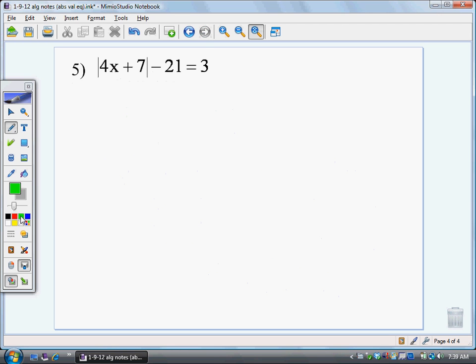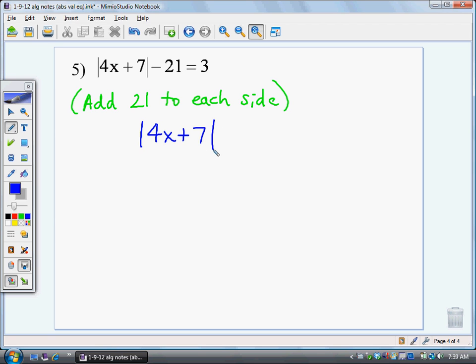And the last example is basically the same thing. Only here you're going to add 21 to each side first. And if you do that, you're going to get the absolute value of 4x plus 7 is equal to 24. And then you solve your two equations. 4x plus 7 could be 24. But you also have the second possibility where 4x plus 7 is negative 24.